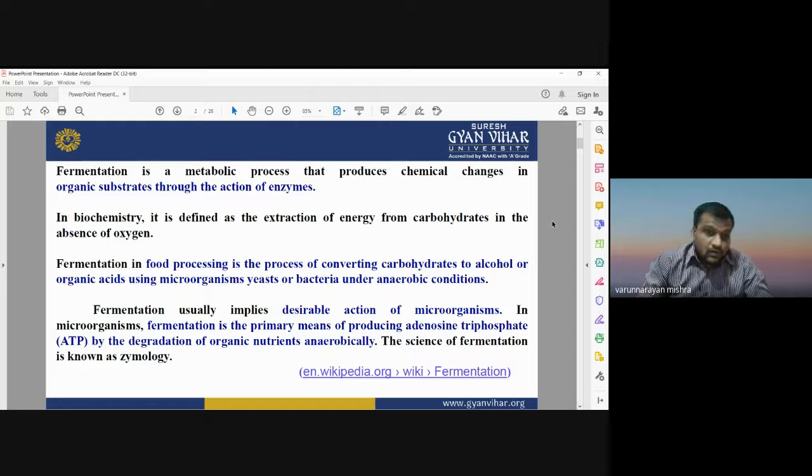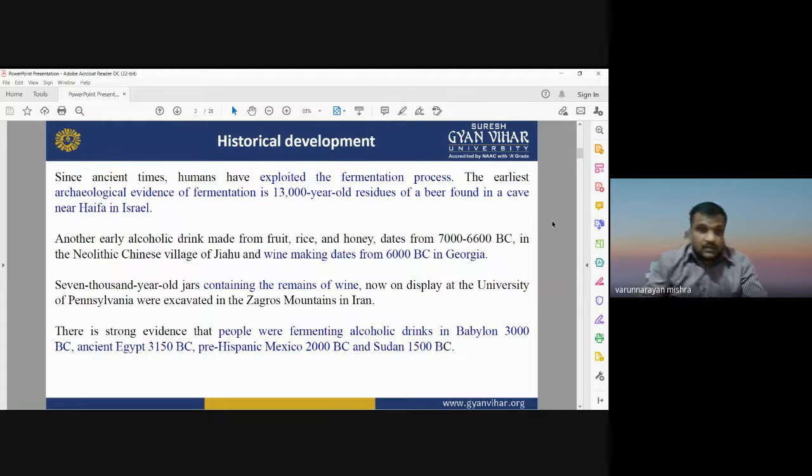as zymology. The historical development of this fermentation process started around 30,000 years ago. Since ancient times, humans have exploited the fermentation process. The earliest archaeological evidence of fermentation is around 13,000 years old residues of beer found in a cave near Haifa in Israel. So this process is very ancient. For a long period of time, humans have been using the fermentation process to convert one material into another using some processes.